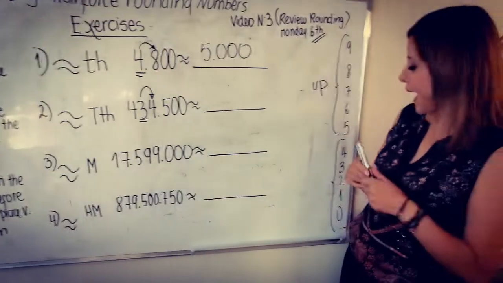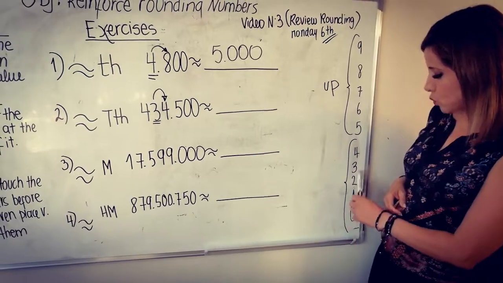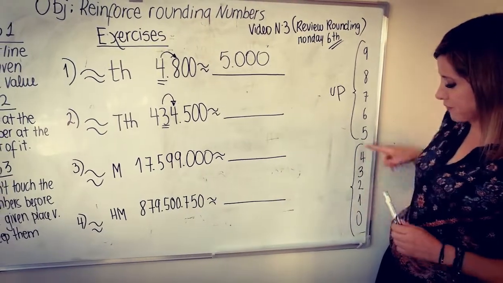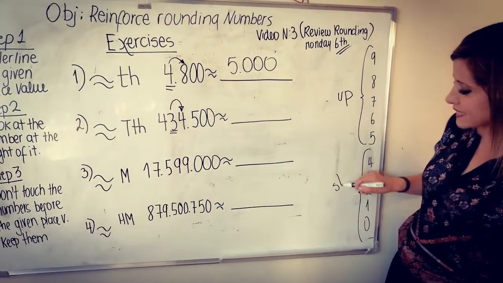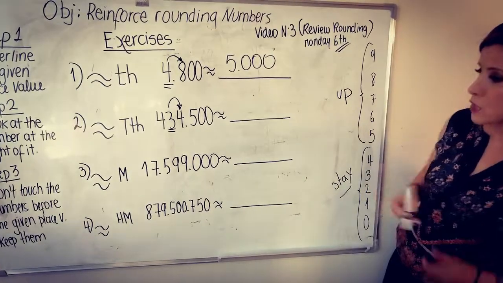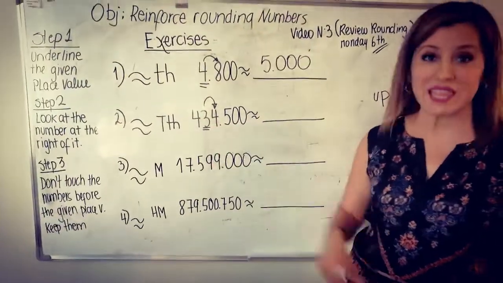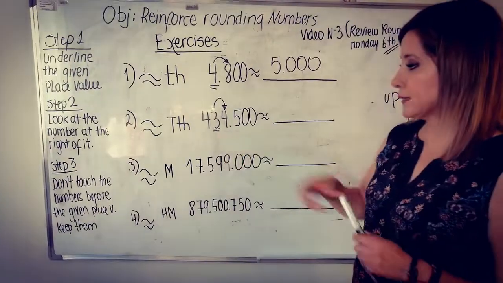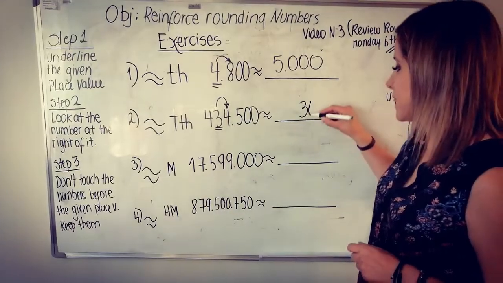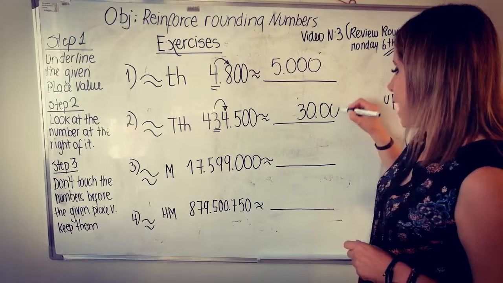It belongs to the other group, 0, 1, 2, 3, 4. If you have these numbers, you have to stay with the rounding. So this one, you don't go to that 4, you stay with the 3. So since you have to stay with the 3, this is the rounding.